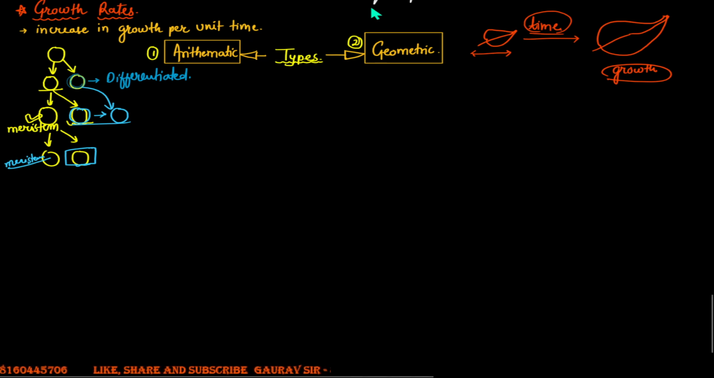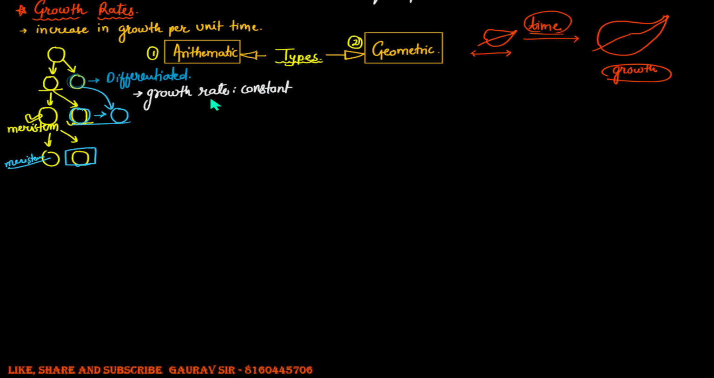Here the rate of growth is constant. The growth rate in this case is constant, and it occurs in arithmetic progression.